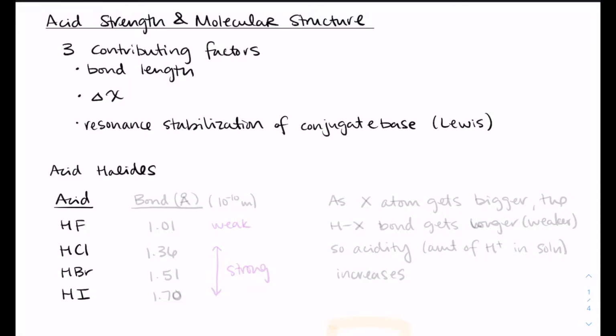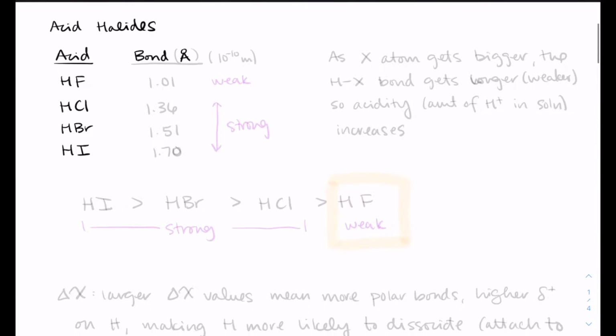First, let's look at the acid halides. And these are things like HF, HCl, HBr, HI. And the length of the halogen hydrogen bond, these are given in units of angstroms, where 1 angstrom is 10 times 10 to the minus 10 meters. The bond length in HF is 1.01 angstroms, HCl is 1.36, HBr is 1.51, and HI is 1.7.